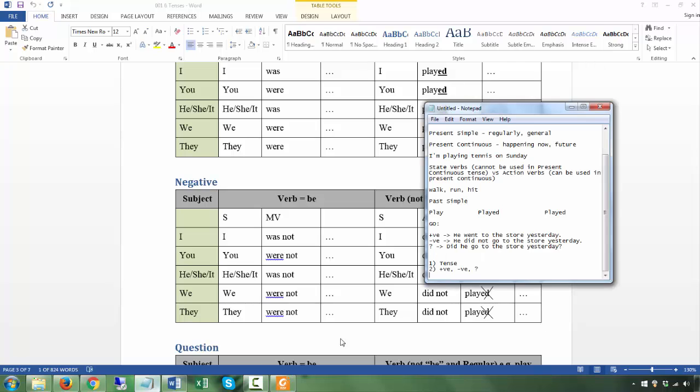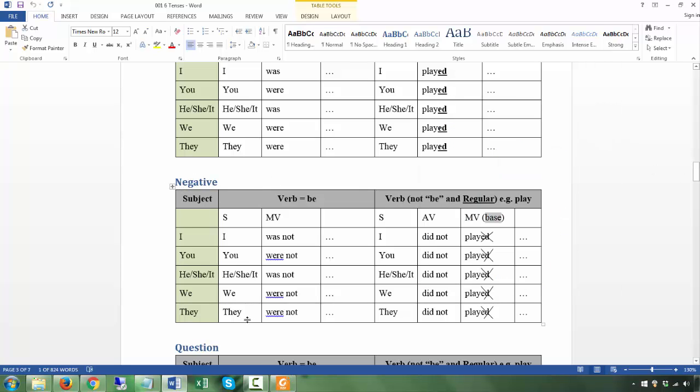Okay, and so on. Then the third question you need to ask yourself is, are we using a be verb or other verbs? Okay, because be is special. So if you are using the negative and you're using the be verb, okay, this is the table that you're going to use.